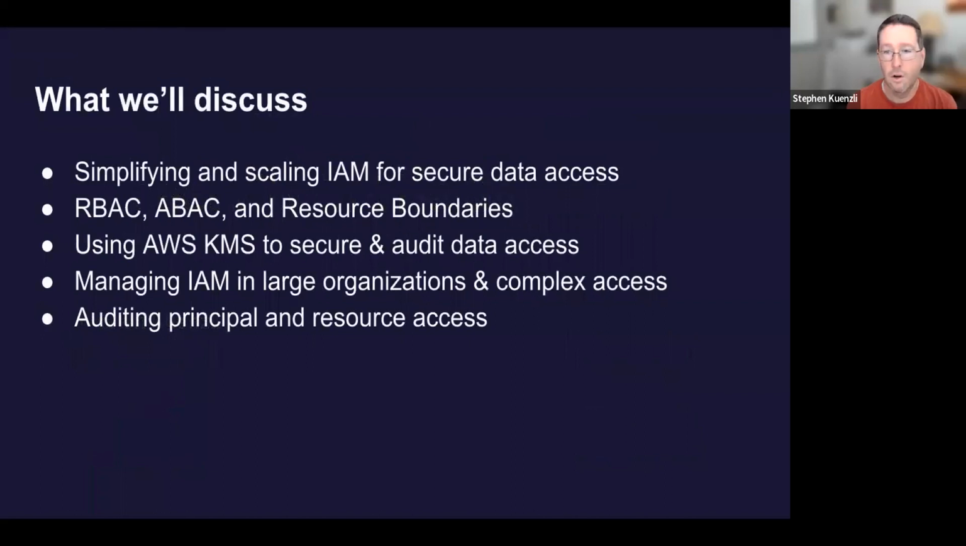So we're going to discuss overall how to simplify and secure IAM in a scalable way. And we're going to cover 3 different models for using IAM: role-based access control, attribute-based access control, and resource boundaries, and how those work for large teams. We're going to show how to use a resource boundary based on KMS encryption. It will help you quickly secure and audit access to an entire data domain. We're going to shine a light on that because it's not as well known or understood as the other models. And then all throughout, we're going to discuss the trade-offs in managing IAM in large organizations with complex access patterns. So with that, let's move along.